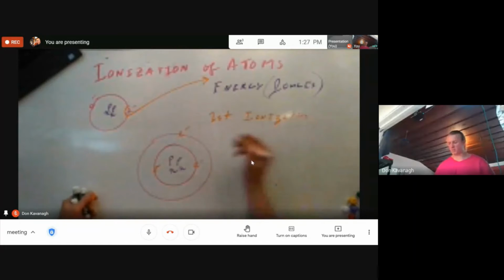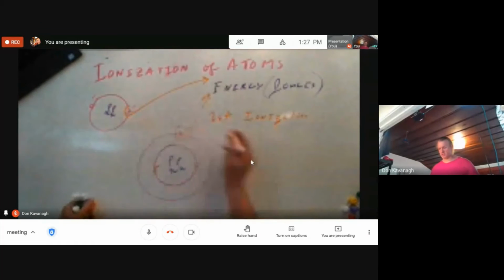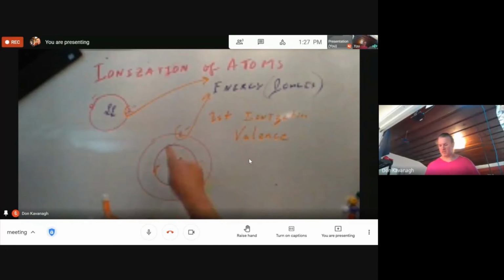Now, these are both depicting first ionizations. You know what an ionization is, and here is what it means to say the first ionization. It is the ionization of a valence or outermost electron. Now, the question I ask you is which of these electrons is going to take more energy to remove?